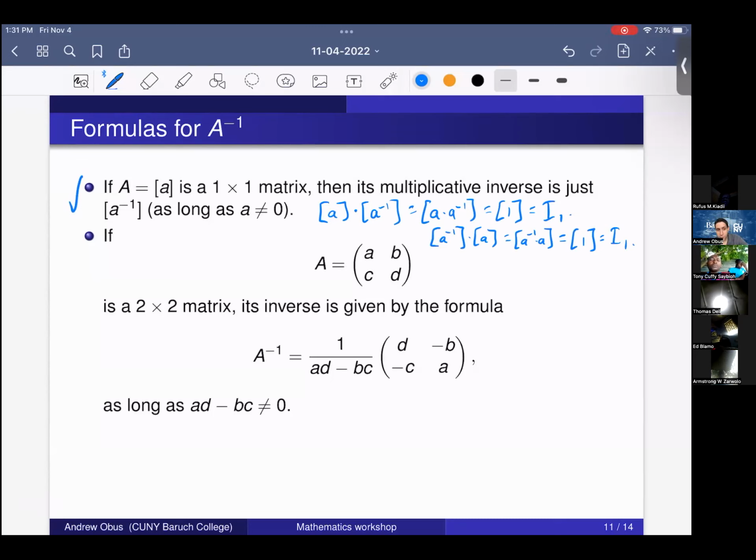So to invert it, you just invert the number inside the matrix. You take its reciprocal. Okay. All right, so the last thing that I want to say today is the 2-by-2 matrix, because you're going to need to know this to do the homework.